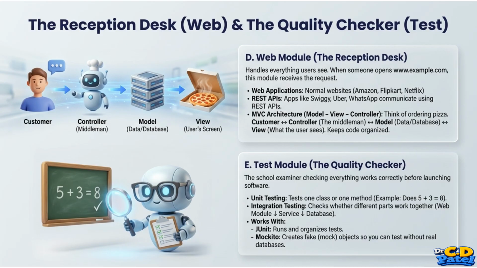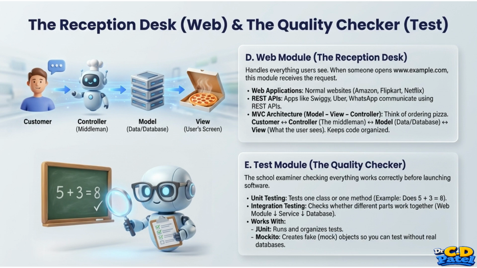Now let's look at two more parts, the web module and the test module. The web module is like the reception desk of a school. It receives requests from users and helps the application respond. Spring can be used to build web applications and REST APIs. It also supports the MVC pattern, model, view, and controller, which helps organize application code.